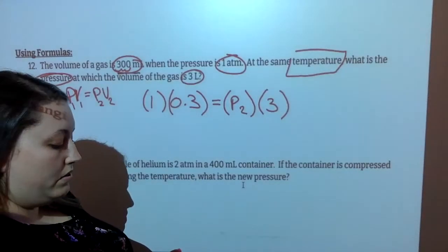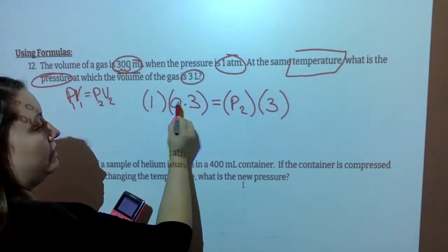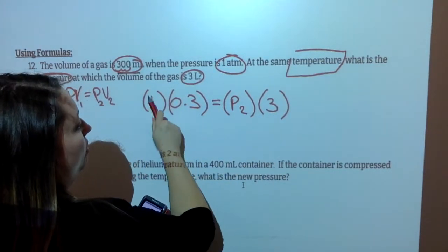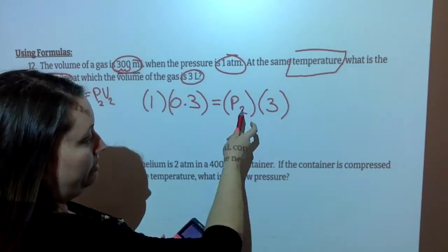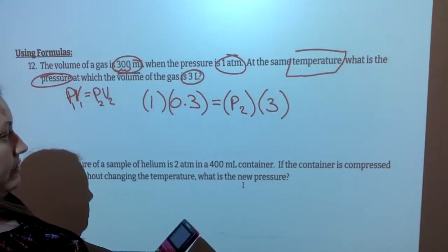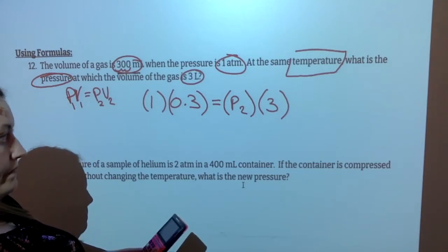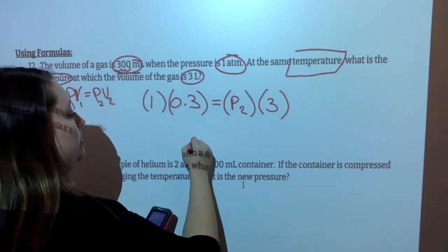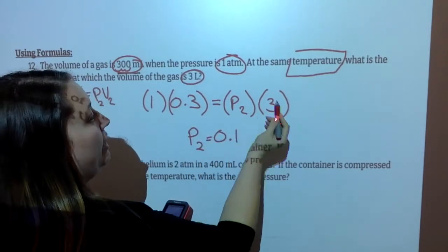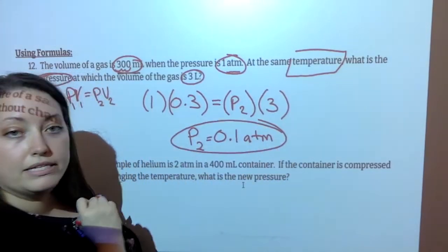So you're going to end up having this times this, and then you'll have this times this. So you're going to end up having all of this divided by 3 because you're going to isolate P2. So we're going to have 1 times 0.3 divided by 3 gives you 0.1. So your second pressure is going to be 0.1 atmospheres. And that's it.